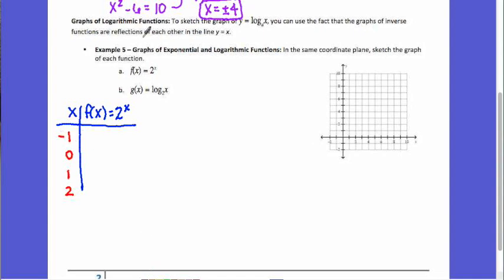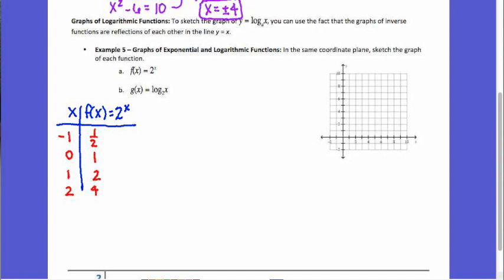So if I plug -1 in up here, 2 to the negative first. Again, that -1 is an exponent. Think 2 to the first is 1, but because it's negative, I need to reciprocate it. Sorry, 2 to the first is 2, and because it's negative, I need to reciprocate it. So it becomes 1/2. If I plug in a 0, 2 to the 0 power, anything to the 0 power is 1. Plug in a 1, 2 to the first is 2. And plug in a 2, 2 to the second is 4.